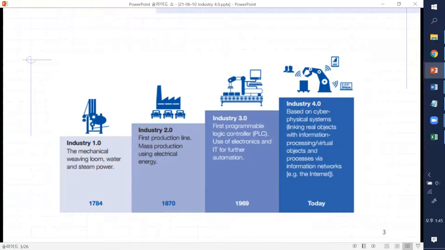Industry 4.0 is based on cyber physical systems, linking real objects with information processing virtual objects and processes by information network and internet. But my understanding is that the smartphone is another big input to this Industry 4.0. Many of us are talking about smart factory, smart manufacturing, and smart something. So the smartphone brings us the internet, and telecommunication is also behind that smartphone.